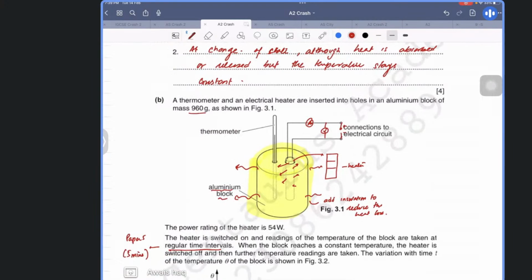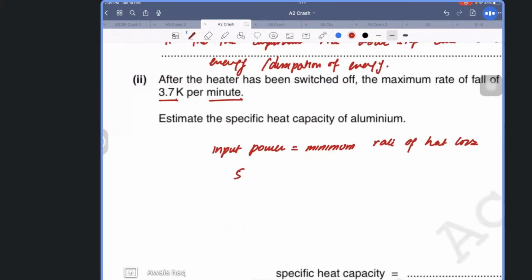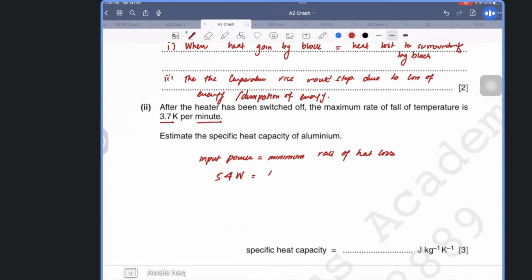The mass is 960, power is 54. What else do we have? We have nothing else. Okay, pretty good. So the power would be 54 watt, and because there is a change in temperature, we're going to use mc delta theta, and obviously this is energy, so we're going to divide it by time as well, because we want to see how much the energy is changing per unit time.